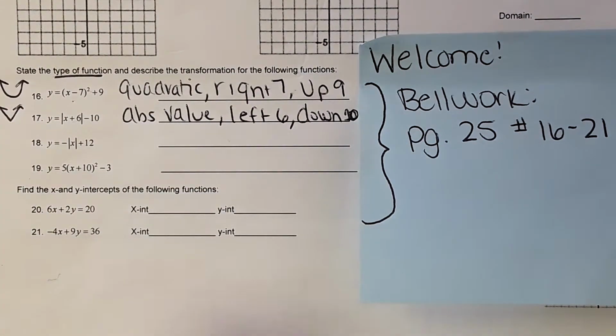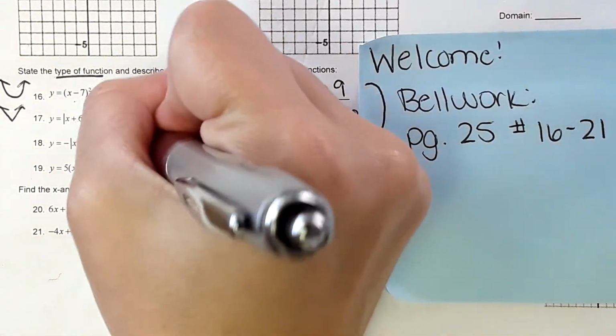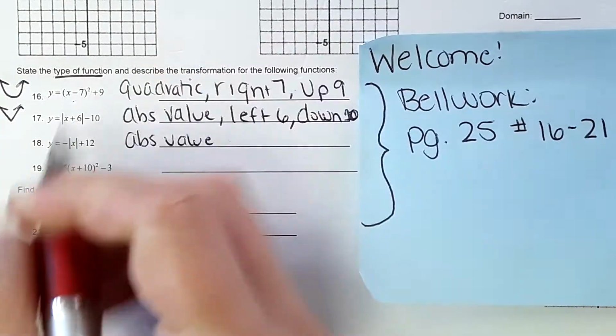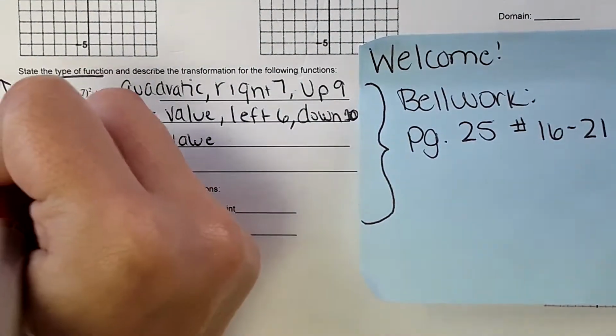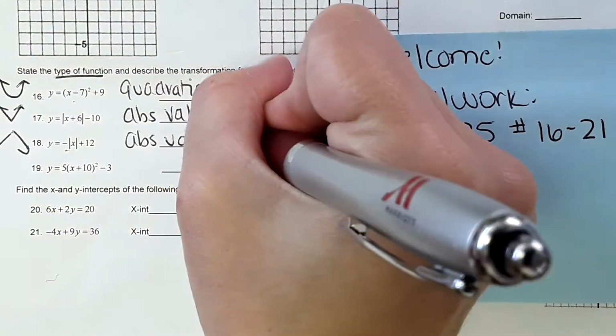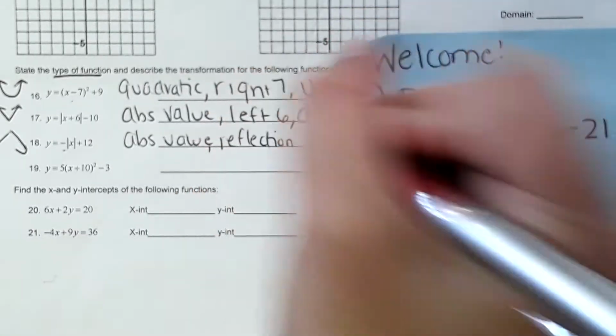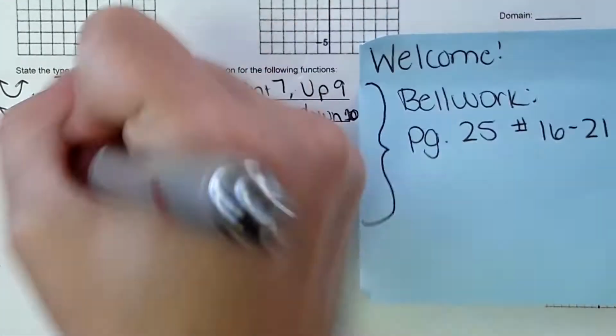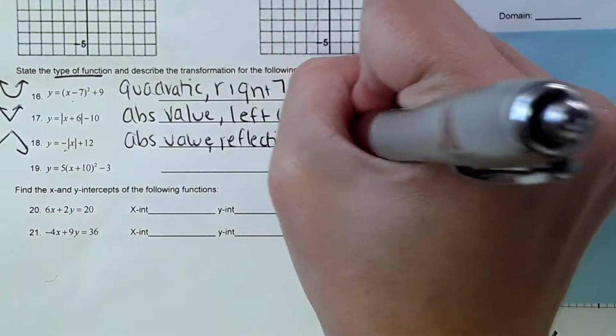And then for 18, we have another absolute value, but it does have that negative symbol in front, so it is going to be a reflection, so it'll actually be pointed downwards. So reflection. And then plus 12 would be up 12 for the original point.